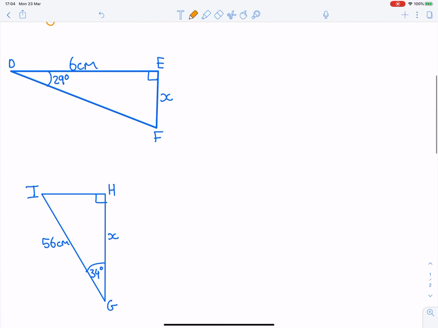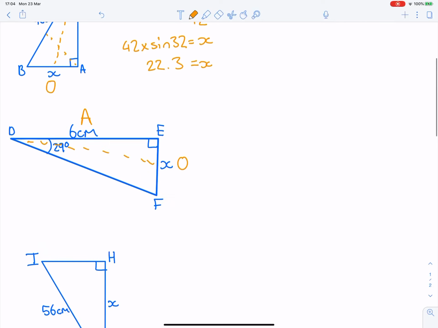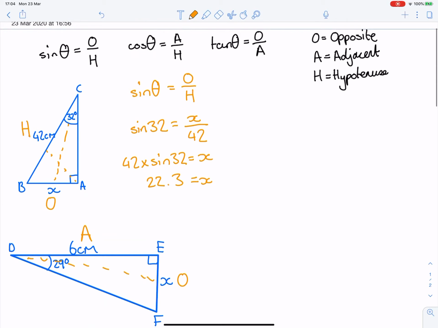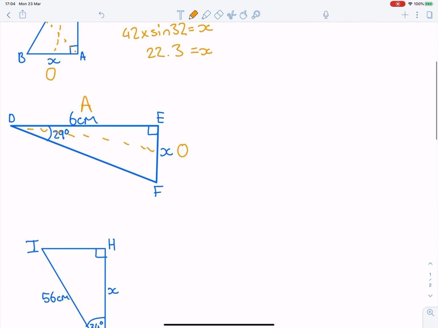Now they're all just exactly the same as that, really. So for this one, identify the sides. Opposite the 29, we've got x, so that's the opposite. Next to the 29, and not the opposite 90 degrees, is our adjacent. Everyone was really good at identifying these before, so this should be fine. We've got O and A. Sine was O and H, cos was A and H, tan was O and A, so we're going to use tan for this one.